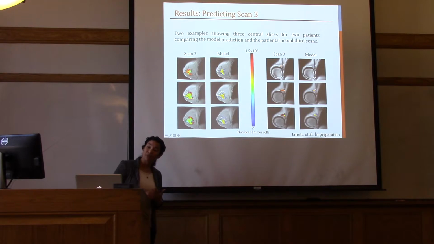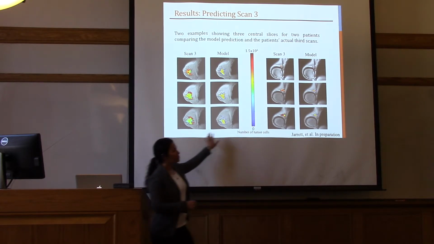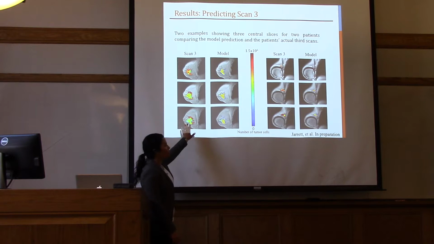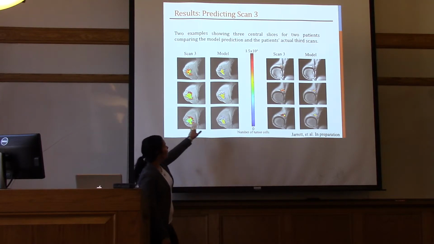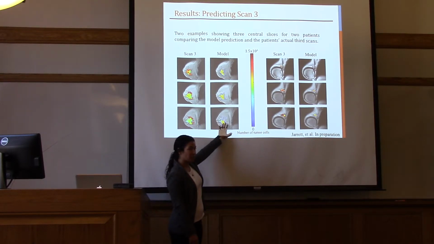These are just some examples of simulations. These are neither the best nor worst, but they give you a good view of what's going on. So we have one patient and another patient. The first column is their actual scan, where you see the anatomical image with the cellularity overlaid. And these are three slices. These are big tumors, remember, 5 millimeter slices. And then the corresponding model simulation next to it.